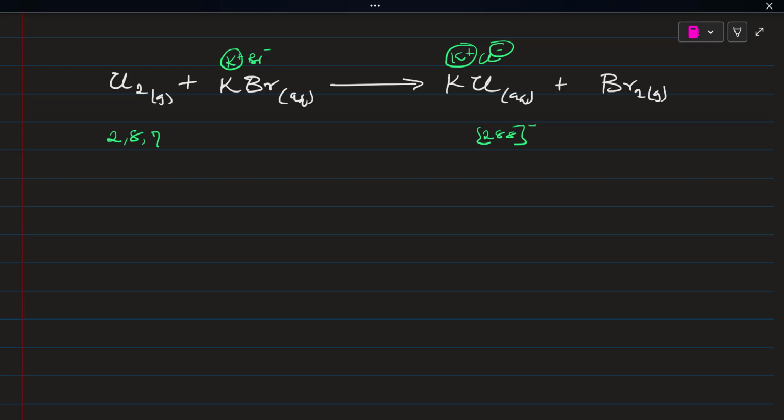So we are not going to write anything about K plus. I will talk about that very soon. But for bromide, it is Br minus here, Br minus here, and it's Br without any minus here, Br alone here. The same thing, we have chlorine molecule alone here. Again, chlorine does not lose electron here, and it does not gain any electron here.